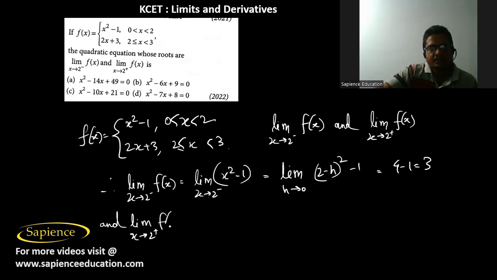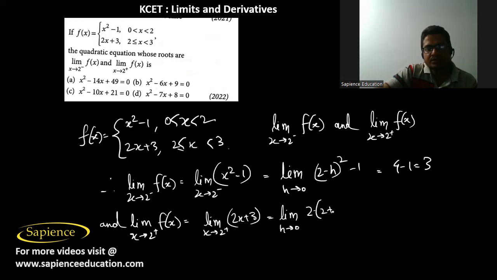And similarly, limit x tends to 2 plus f of x. Here x is more than 2, so we should use the second function. So this will be limit x tends to 2 plus 2x plus 3. This also we can write as limit h tends to 0, 2 into 2 plus h, since it is more than 2, plus 3. If you put h equal to 0, this will be 4 plus 3, which is 7.